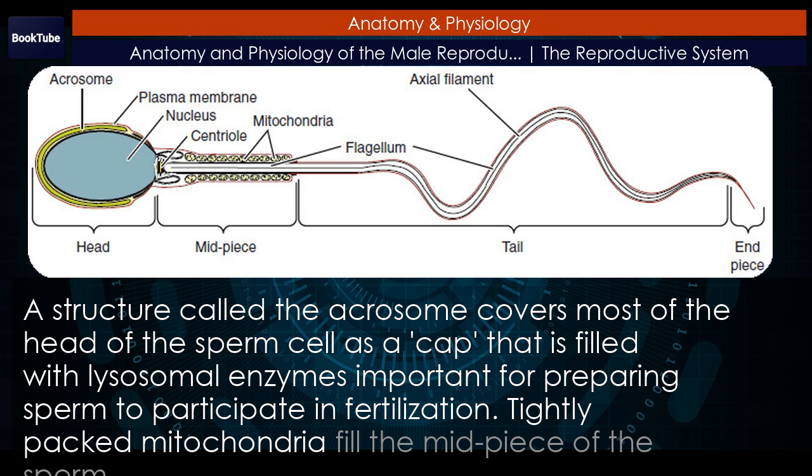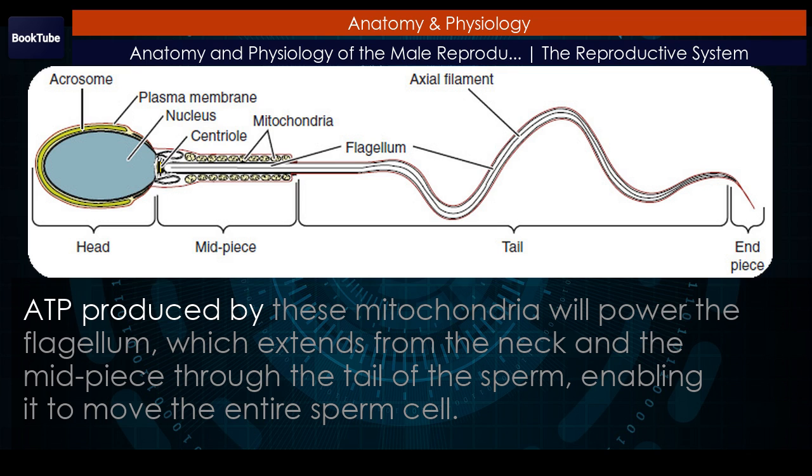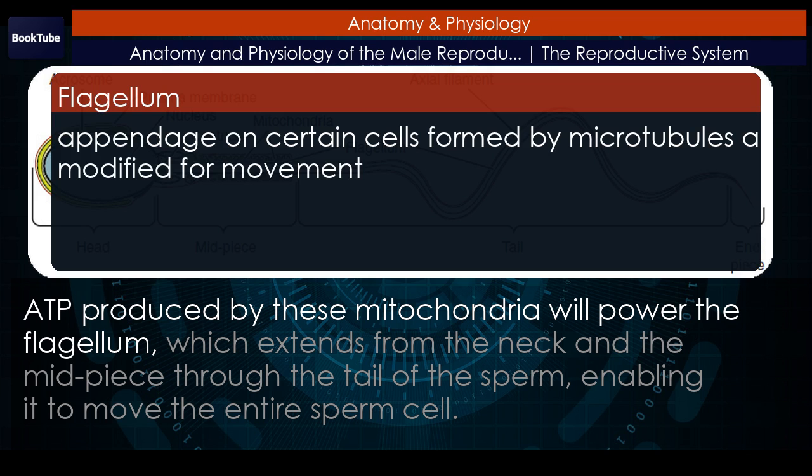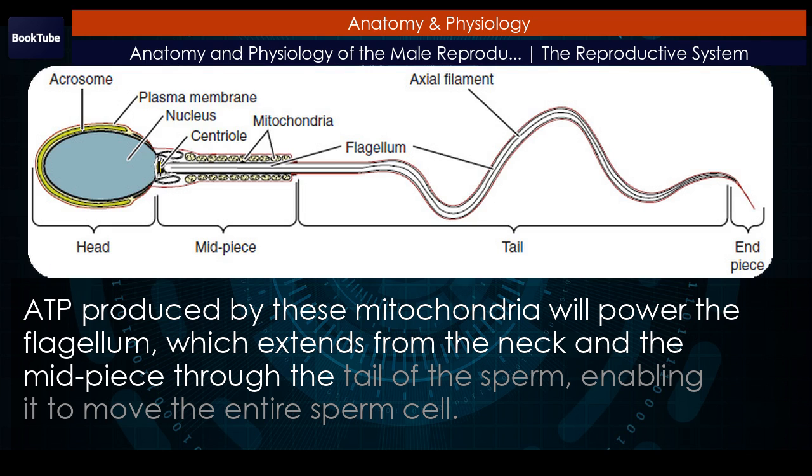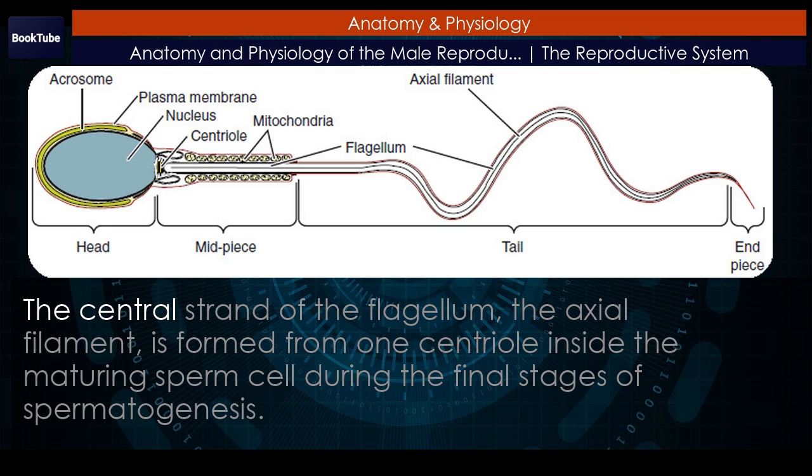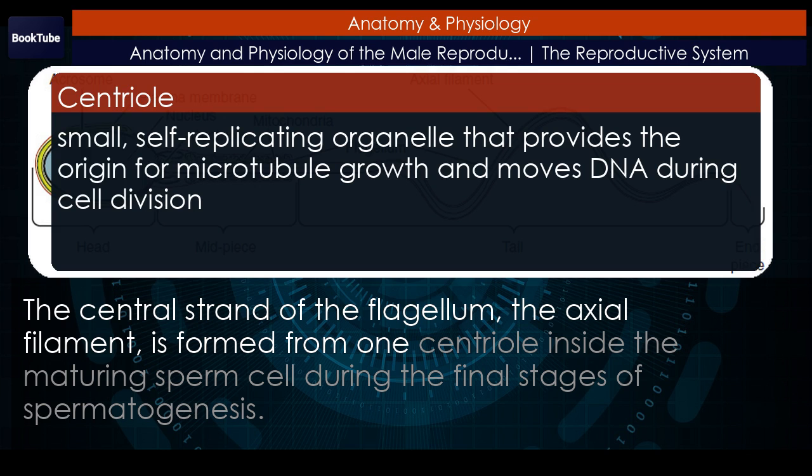Tightly packed mitochondria fill the midpiece of the sperm. ATP produced by these mitochondria will power the flagellum, which extends from the neck and the midpiece through the tail of the sperm, enabling it to move the entire sperm cell. The central strand of the flagellum, the axial filament, is formed from one centriole inside the maturing sperm cell during the final stages of spermatogenesis.